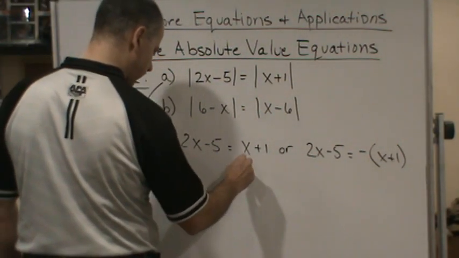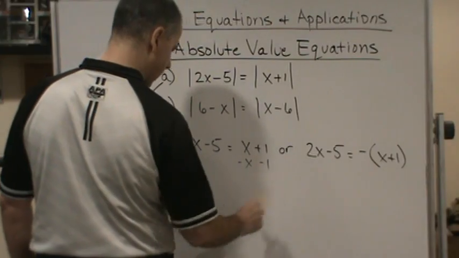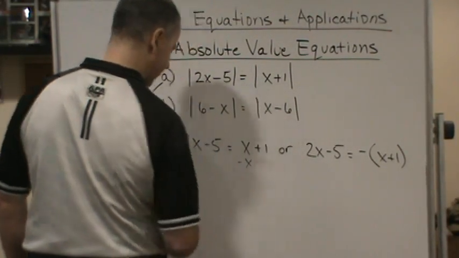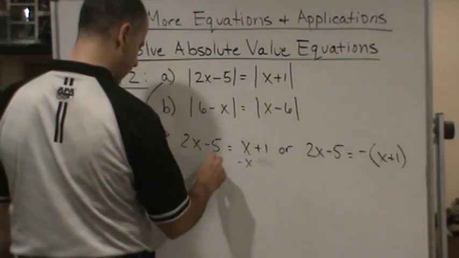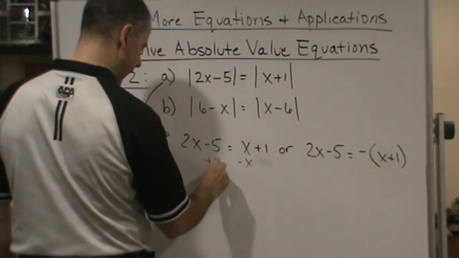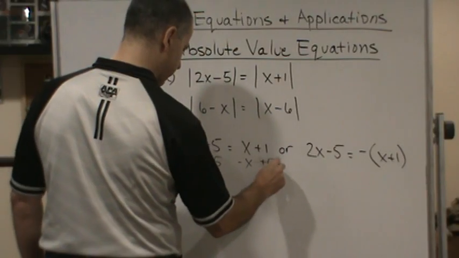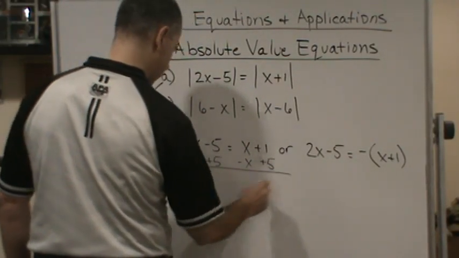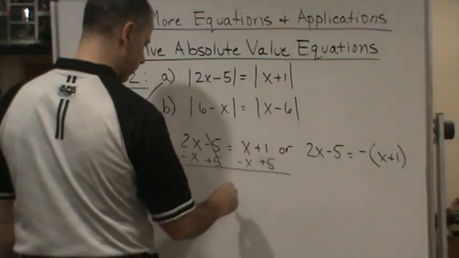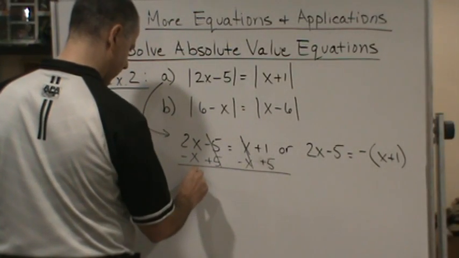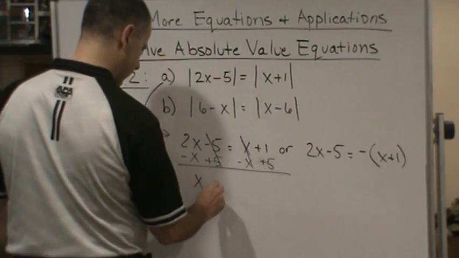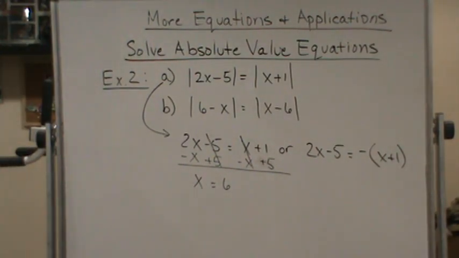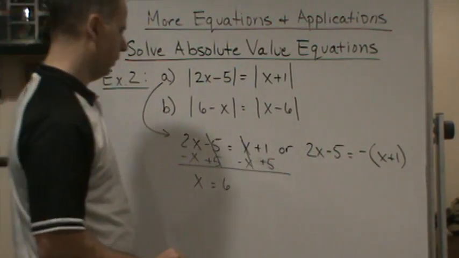I'm going to subtract x and subtract 1, or no, I won't do that. Subtract x from both sides, and then here I'm going to add 5 to both sides. These will drop out, and so I get x equals 6. Alright, what about this side?